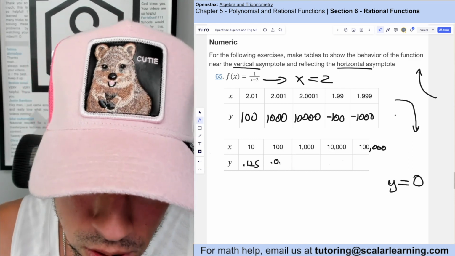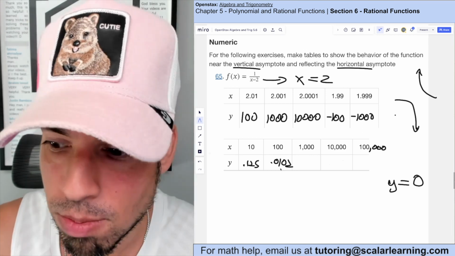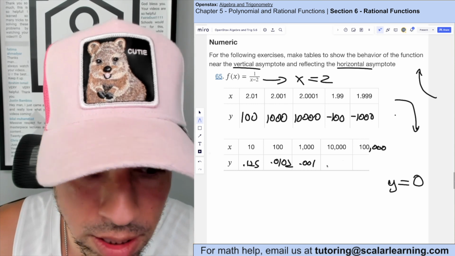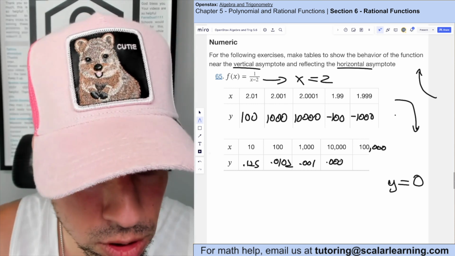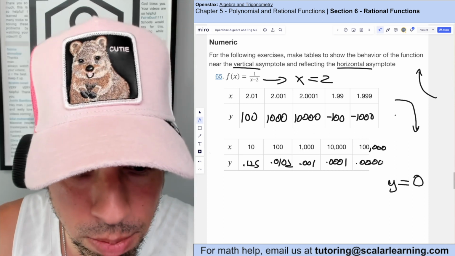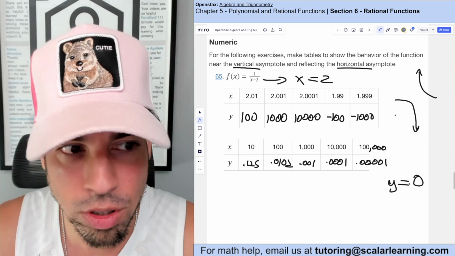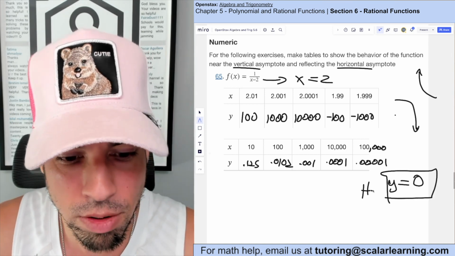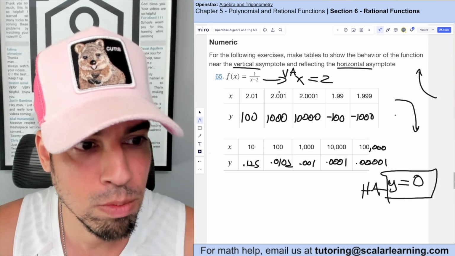Then you're going to get 0.0102. This is just an approximation. You plug in 1,000 in the calculator, you're going to get 0.001, 10,000, 0.001, and so on and so forth. So you see, what is it definitely approaching? It looks like it's getting closer and closer to 0. So we verified the horizontal asymptote, we verified the vertical asymptote, boom, done.